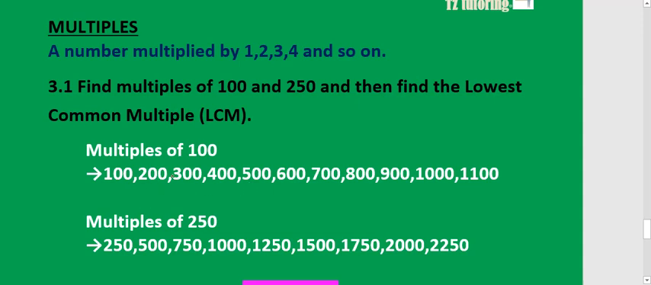They don't have 100, 200, 300, 400 in common, but they have 500 in common. 100 and 250 have 500 in common. What else do they have in common? They also have 1,000 in common. I'm sure if we continue, we could find more numbers that they have in common. But this question is asking you to find the LCM. In other words, you need to find the lowest that they have in common. And of course, 500 is the lowest that they have in common. So that's your LCM, 500.